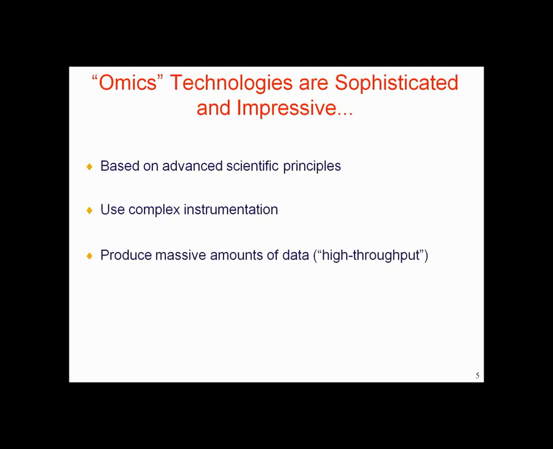Now, omics technologies are sophisticated and impressive because they are based on advanced scientific principles. They use complex instrumentation, and they produce massive amounts of data. This is commonly known as high throughput. These are, of course, very powerful features, and as such they constitute a big advantage of the omics technologies. However, at the same time, these features make the technologies vulnerable.